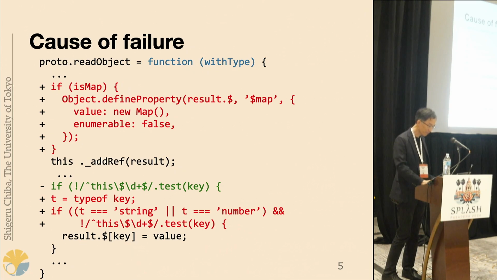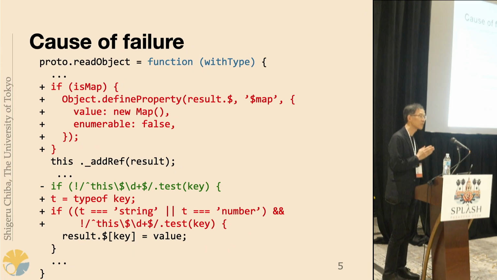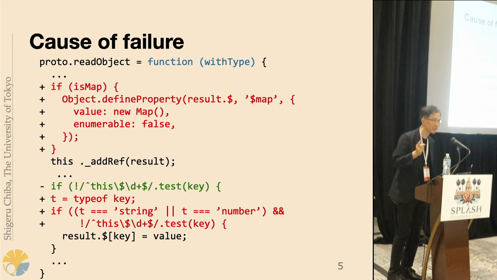So the goal of this work is to find the real cause. Although the unit test fails when it calls Hessian.decode, the real cause of the regression was not in that function, but in this lambda function assigned to the proto.read object. So the location of this source code is very far from the original declaration of Hessian.decode.